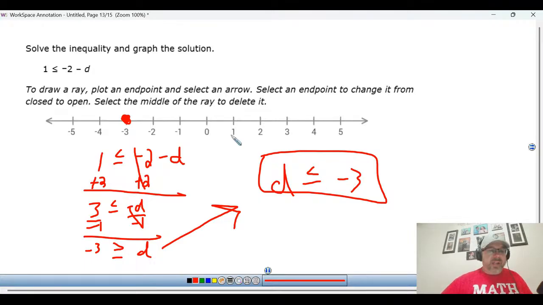You can find a point on each side of that dot and see if it makes the statement true. I like to go to the positive numbers because that makes things easier. So if I go to 3, is 3 less than -3? Obviously not. So we're going to go to the left. This is where all the answers are. All these numbers are less than -3. Easy peasy. I feel like I'm saying that a lot. I'm not going to say it anymore.